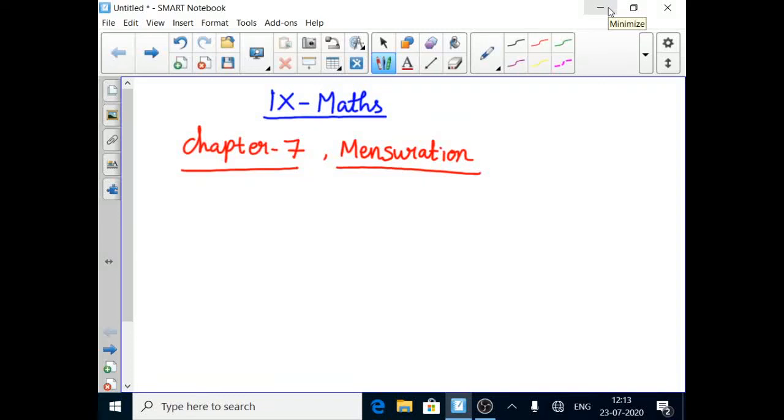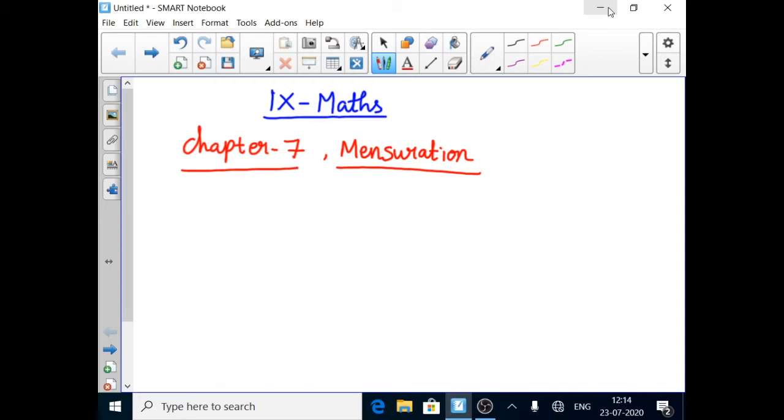Good morning, students. Today we are going to learn a new chapter, number 7, mensuration. Mensuration is one of the branches of mathematics which deals with the study of areas and volumes of different kinds of geometrical shapes. In this chapter we are going to study the areas and volumes for different geometrical shapes.